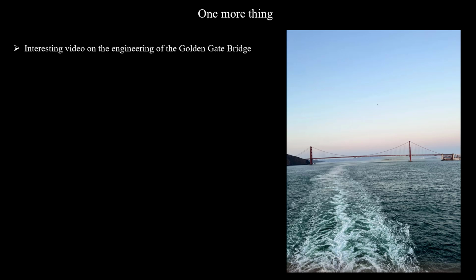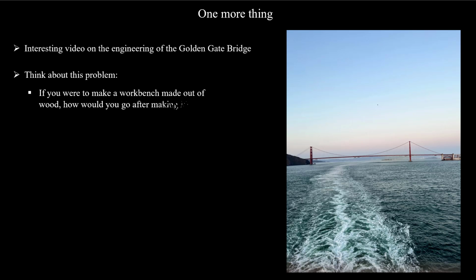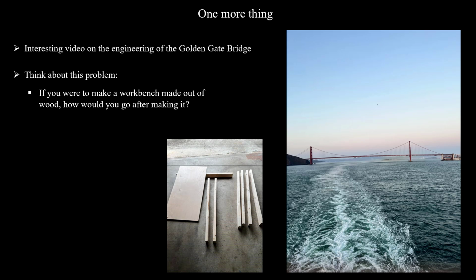The second thing that I have for you is to think about the following problem. Don't worry, I'm not going to ask you to think about how to build a bridge like the Golden Gate Bridge, but instead, here is a problem that I would like you to think about. If you were to make a workbench made out of wood, how would you go after building it? Let's say all the materials you have is a plywood panel and a bunch of lumbers and nails or screws. How do you make the structure of the workbench step by step? Of course, for those of you who have experience with woodworking, this is just a piece of cake.